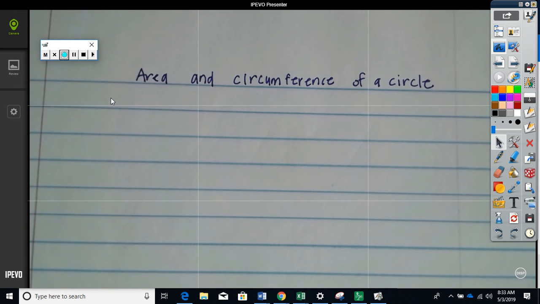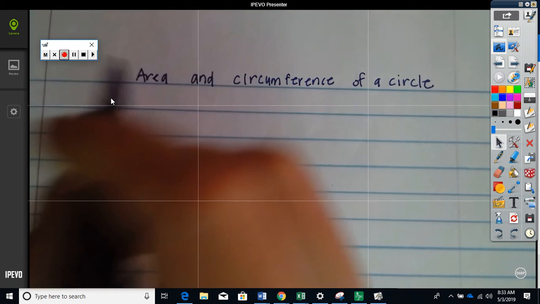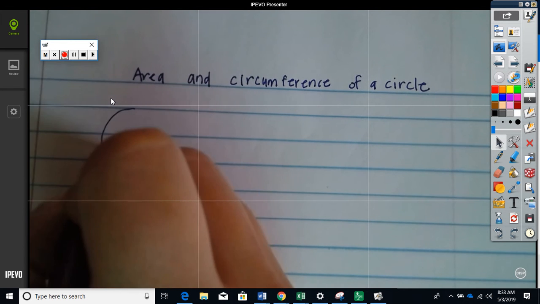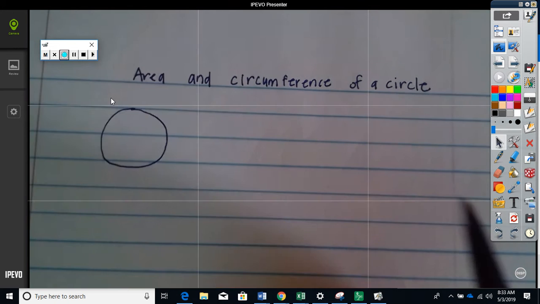All right, so area and circumference. This won't come out to be perfect, but draw a circle.